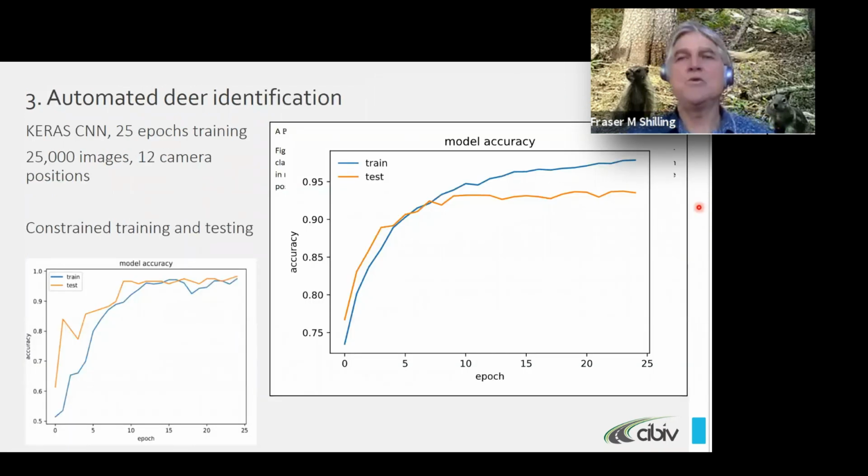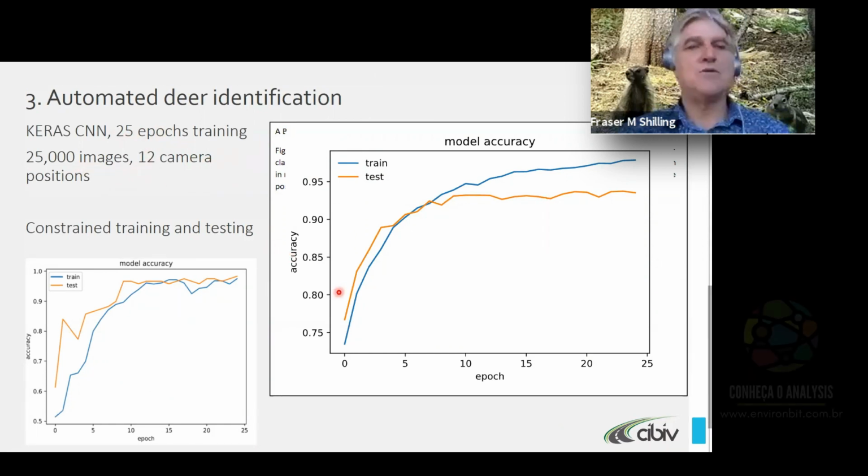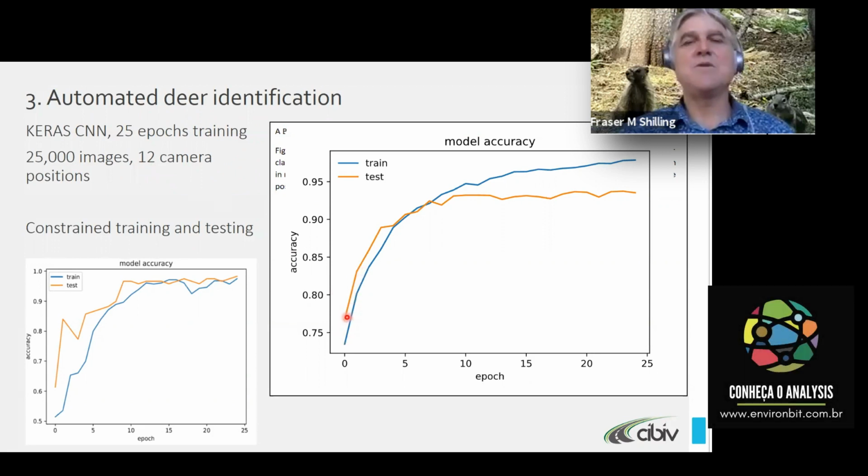For the mule deer tool, this is the one that's built in the Keras library, a convolutional neural network. The graph here on the right shows training the tool. We used 25 epochs or cycles to train the tool, and 25,000 images containing mule deer from 12 camera positions. And what you're looking for in this case is that the more you train the tool, so the more epochs, the higher the accuracy should be. So this is exactly what happened.